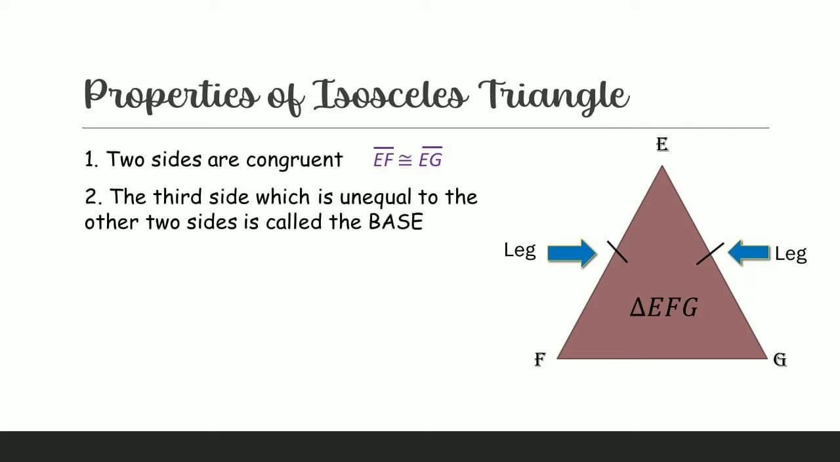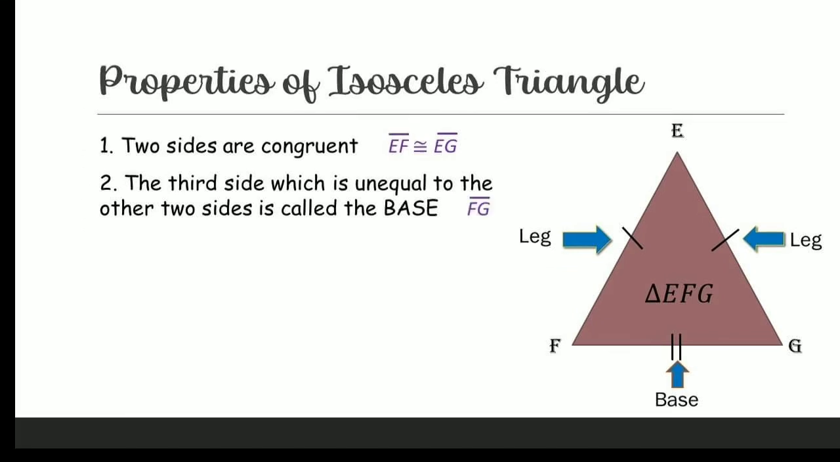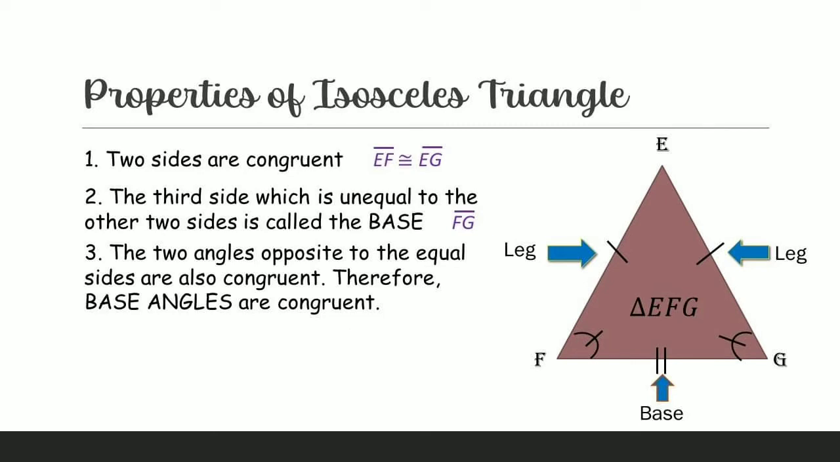Number 2, the third side, which is unequal to the other two sides, is called the base. So, asan ang base natin? Yung nasa ibaba. That is side FG. Then, the third one, the two angles opposite to the equal sides are also congruent. Therefore, base angles are congruent. So, our base angles, our angle F is congruent to angle G.